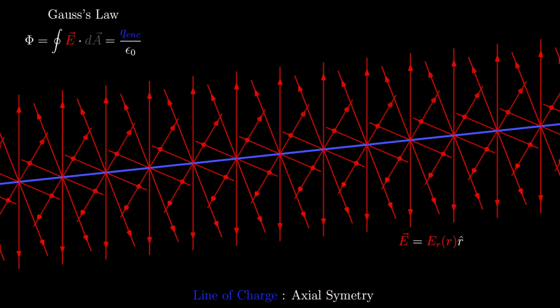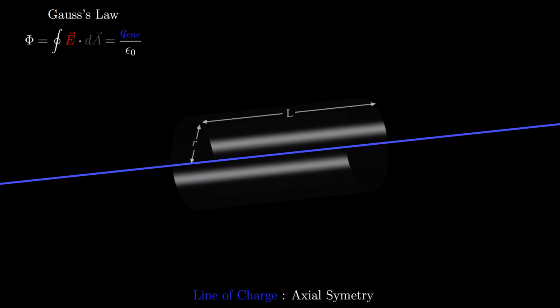In addition, this symmetry means that the electric field strength at a given point can only depend upon that point's distance from the line of charge. Consider now a cylindrical Gaussian surface centered on the line of charge. The surface has a given radius and length.